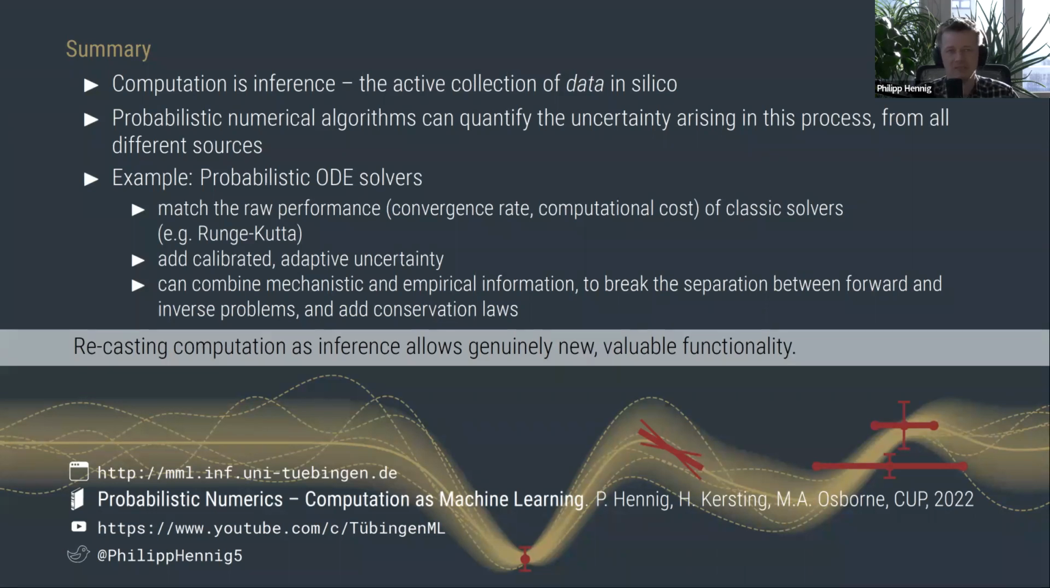And as an example, I showed you the class of probabilistic ODE solvers, which you could call ODE filters, that start out essentially taking classic ODE solvers as a starting point. So they match their properties in terms of convergence rate and computational cost, and then add uncertainty as an additional functionality. That uncertainty, in its explicit form in the algorithm, can then be used, among other things, to combine various forms of information, like conservation laws, like mechanistic knowledge about the ODE, and empirical information about the trajectory of the dynamical system, to do joint inference from multiple information sources.